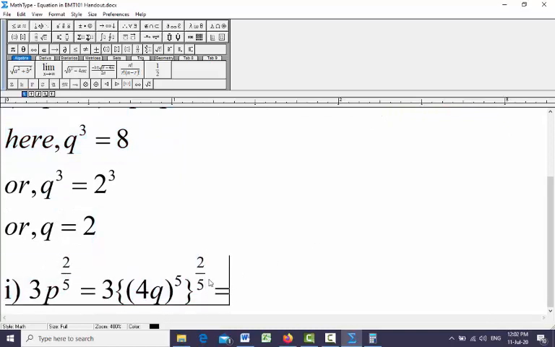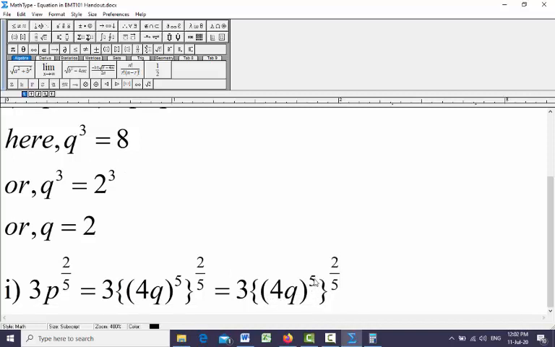Now what we will have. Here you can see we have power 5, and outside the bracket we have another power. As I said before, if you have something like that, power and power will get multiplied by each other, right? This is a multiplication sign. Remember, this is not an x. This is a multiplication sign. So these 5 and this 2 by 5 get multiplied by each other, right?